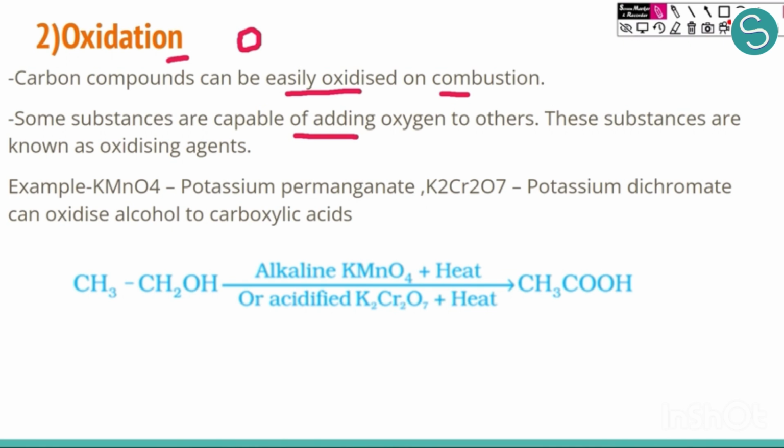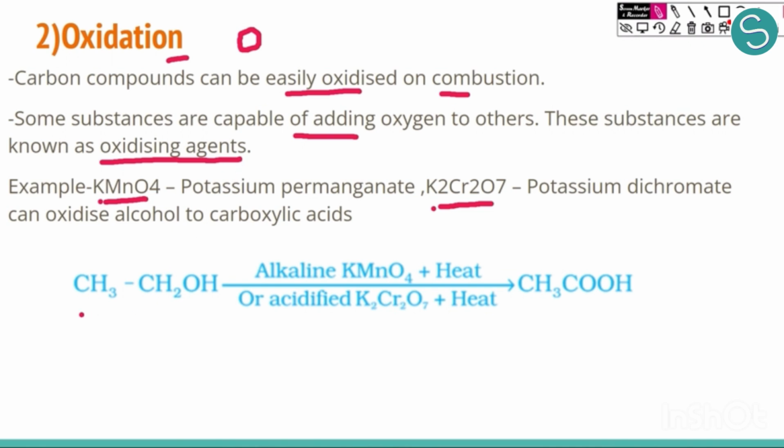So there are some compounds which are called oxidizing agents. These are certain agents or compounds which oxidize other compounds. Okay, so they add oxygen to other compounds. KMnO4 and K2Cr2O7, which is potassium dichromate and potassium permanganate, are two very strong oxidizing agents.